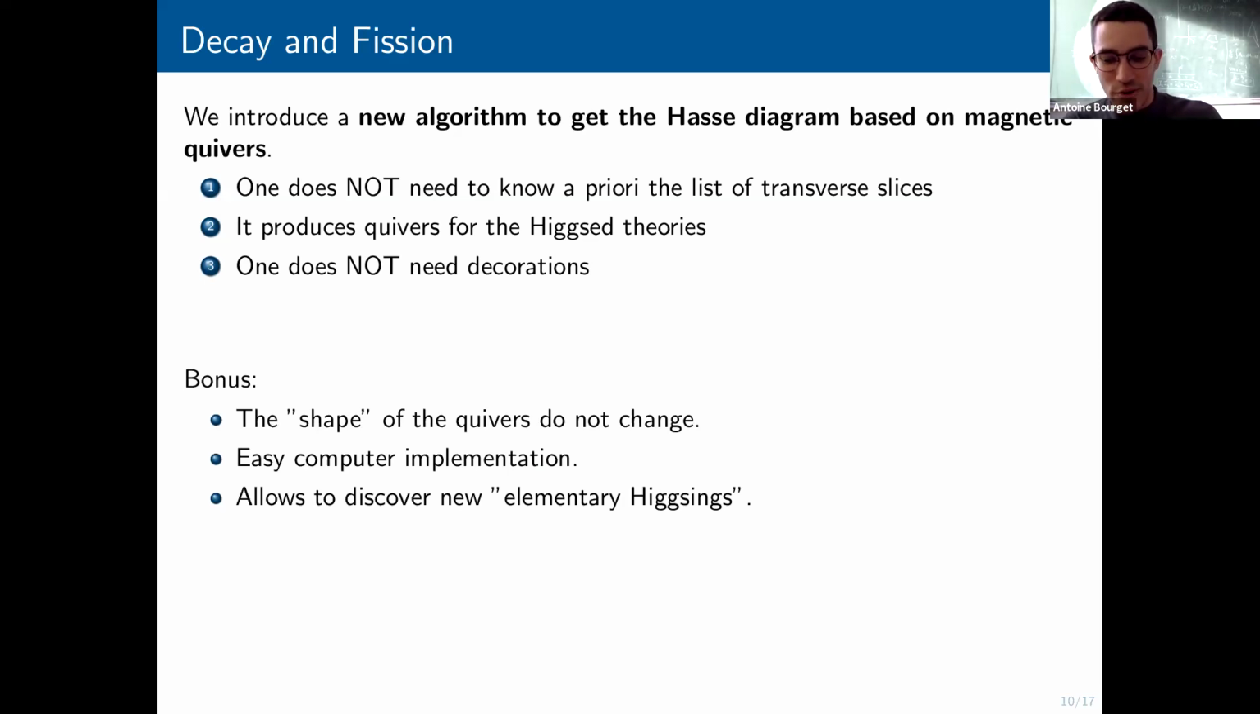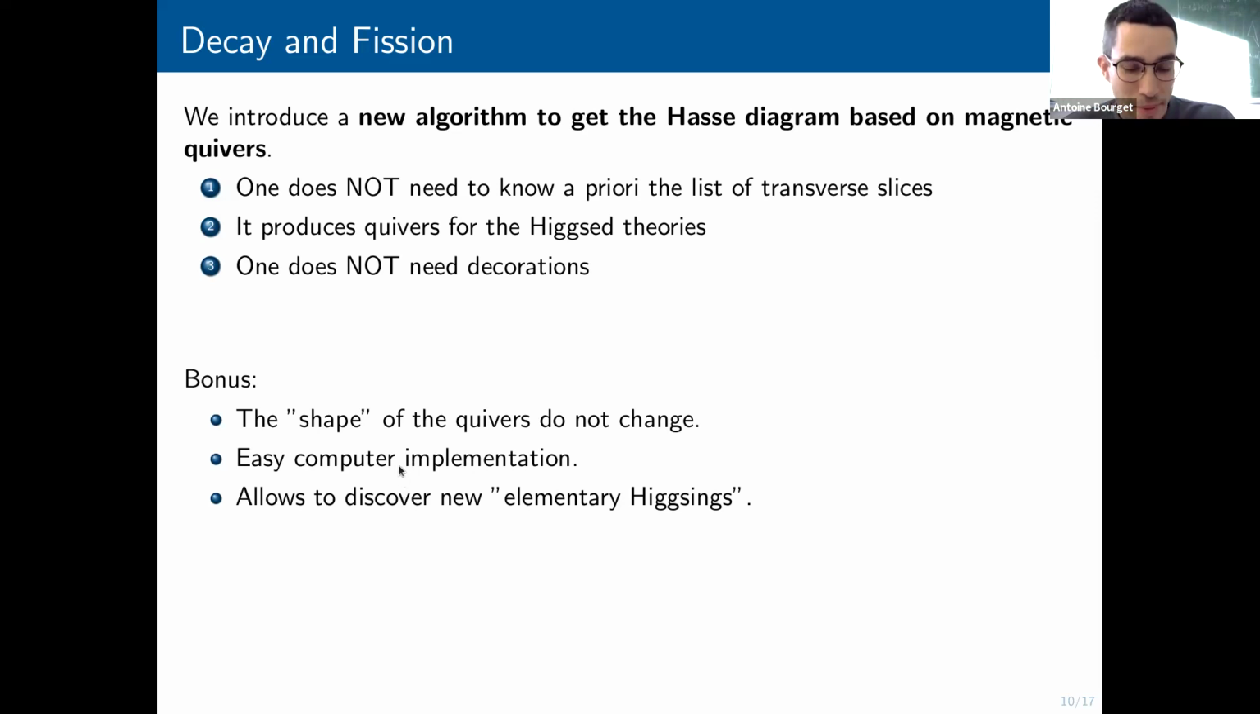It will just, the quiver will just become smaller, so that's what we call decay. It's like a molecule, and then the components become smaller, or it can fission, as we will see, but the shape never changes. And this means that a computer implementation is extremely straightforward. And actually, I think Marcus will show that we have indeed implemented it in Mathematica.